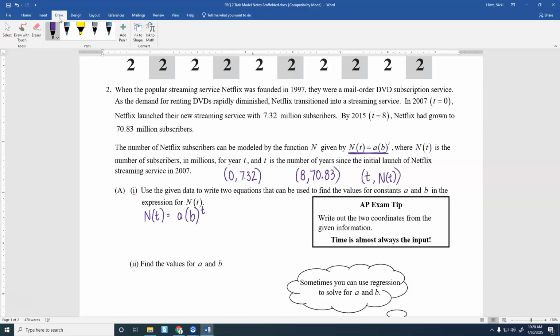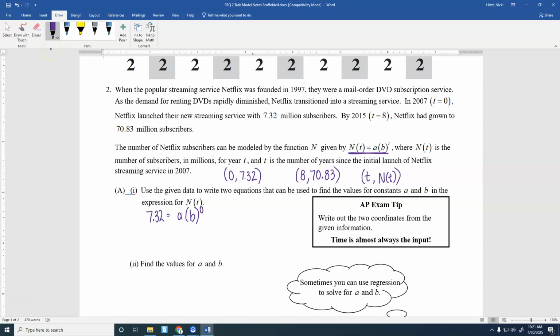You're plugging in the point, right? So you're erasing N of t, and you're putting the y-coordinate, so that is 7.32. And you are erasing the t-coordinate, which is like your x-coordinate, and you're putting a 0 right there. There's your first equation. Right? You're plugging in the t, you're plugging in the N of t. The A, the B, they stay. If there's other letters like a plus C or something, it stays. Don't replace them. Okay?